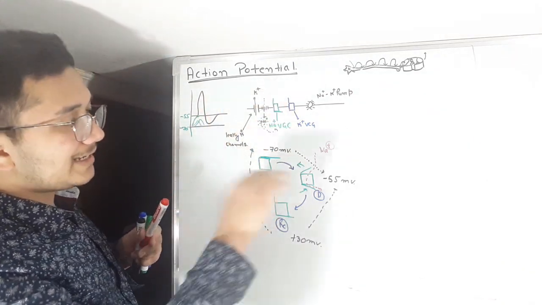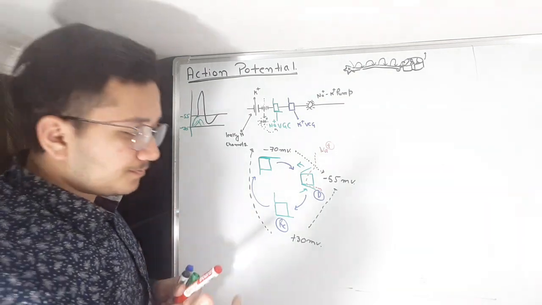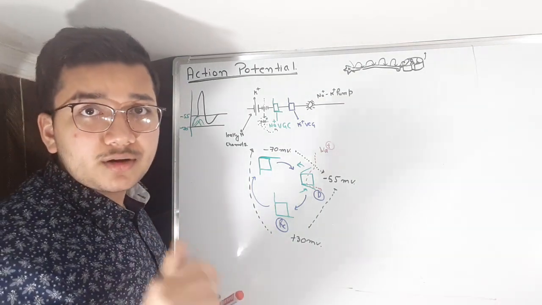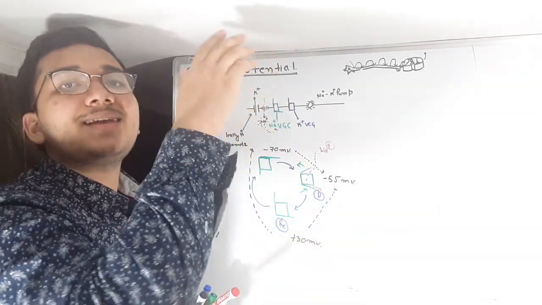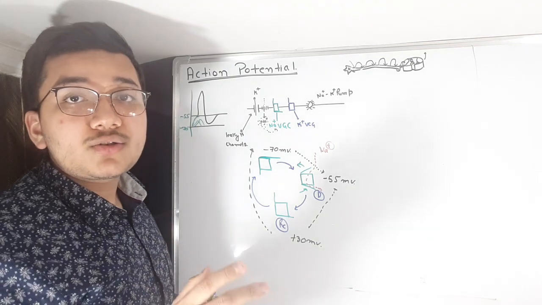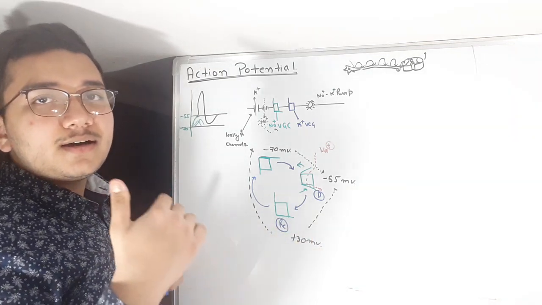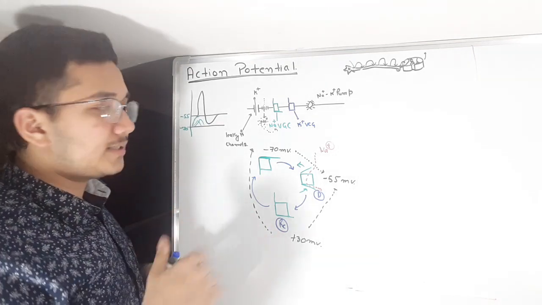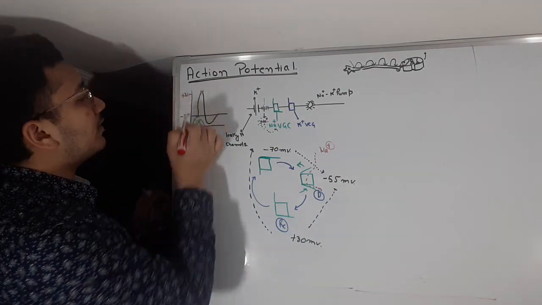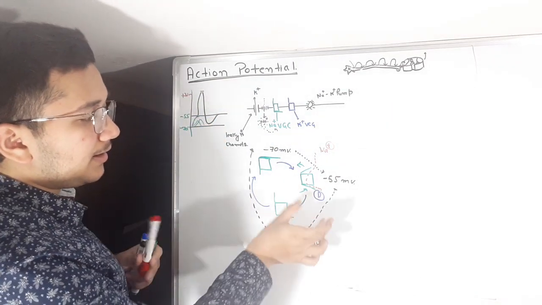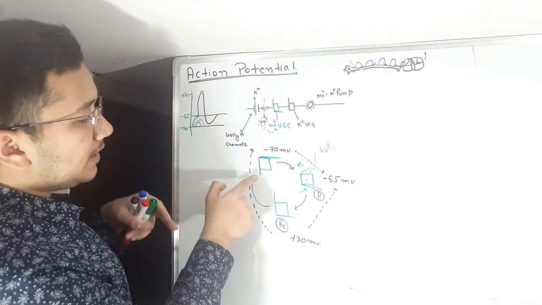So when Na positive gets inside the cell, the polarity is distorted. How is it distorted? Inside we have the negative charge and outside we have the positive charge. But when a large amount of Na positive comes in, the positive charge inside the cell increases, and the minus value decreases. So we can see that up to plus 30 millivolt, the sodium is getting inside.